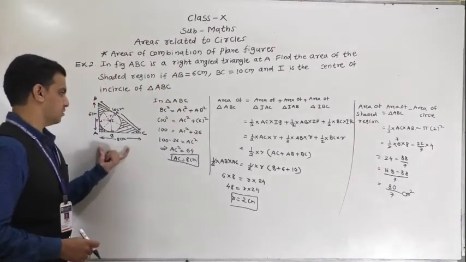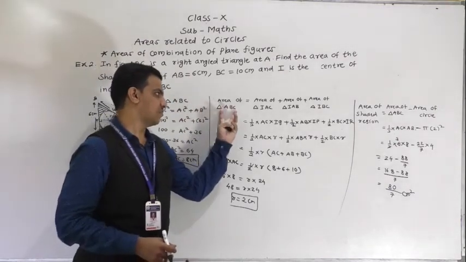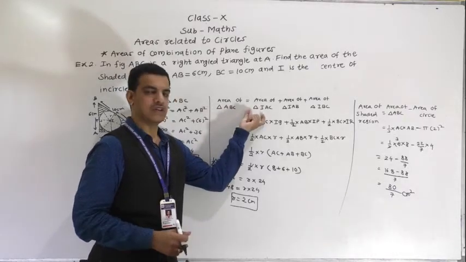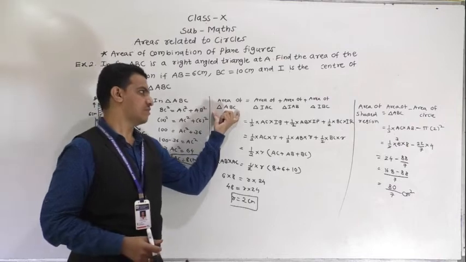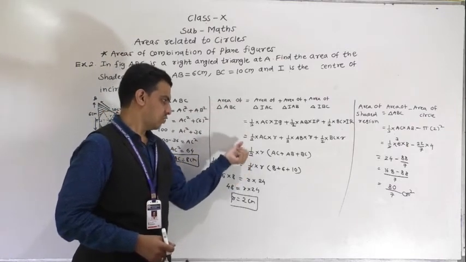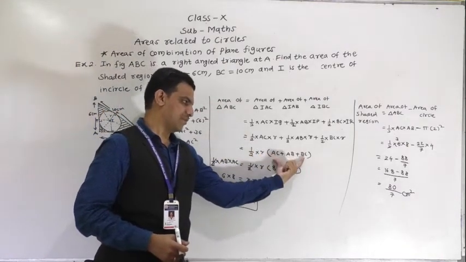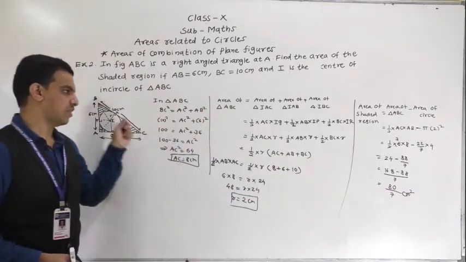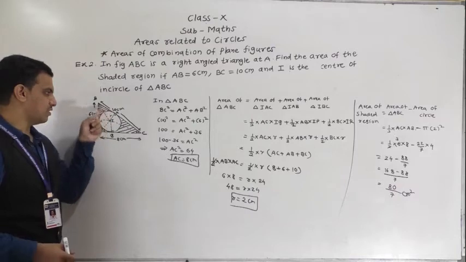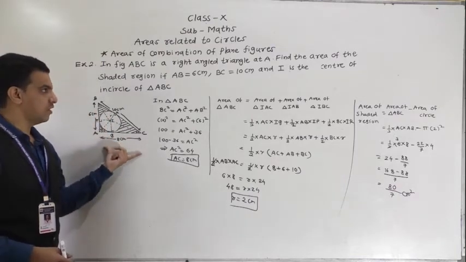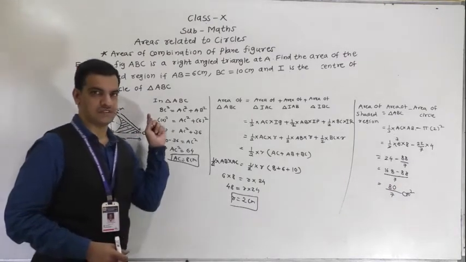So first use this: area of triangle ABC is equal to, already we proved in the lesson on circles, this one. So area of triangle ABC is equal to half into R into perimeter of triangle ABC, and then find the radius, and then area of triangle minus area of circle, we will get the area of the shaded region, okay? Now we will take the next example.